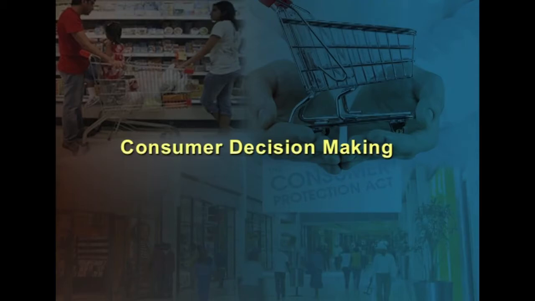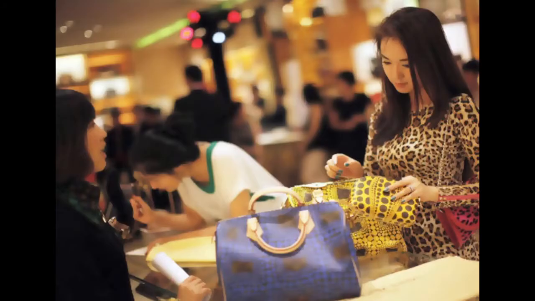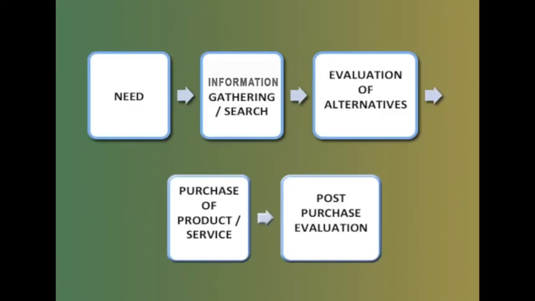The other thing that we are going to study in today's session is consumer decision making. When a consumer has to decide on a purchase, they go through several stages before purchasing a product or service, as mentioned. This decision making process helps them in making informed purchases. Need leads to information gathering or information search. This leads to evaluation of alternatives, leading to purchase of a product or service, which results in post-purchase evaluation.